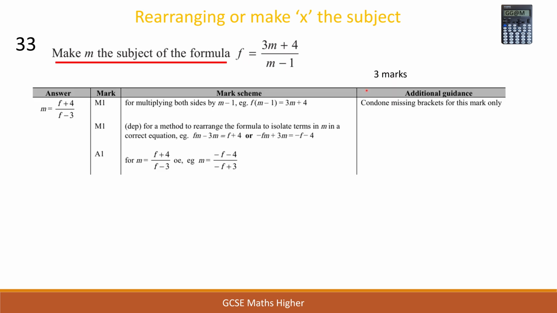Fantastic work. So hopefully you've managed to rearrange to get this expression here, M equals F plus 4 over F minus 3. Here are where the marks were awarded. Give yourself a big tick and comment below to let me know how you did.